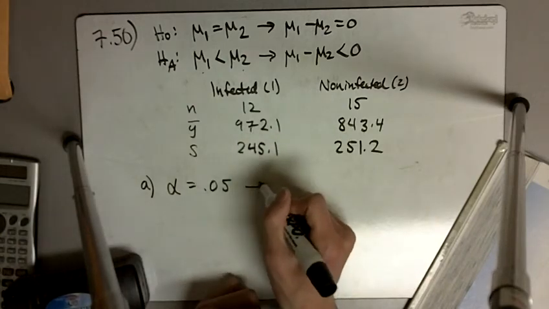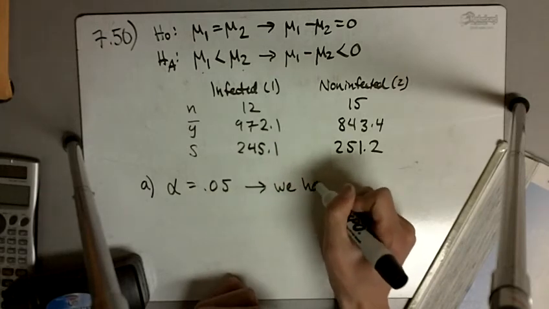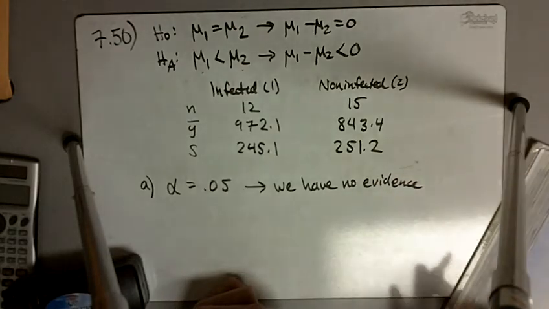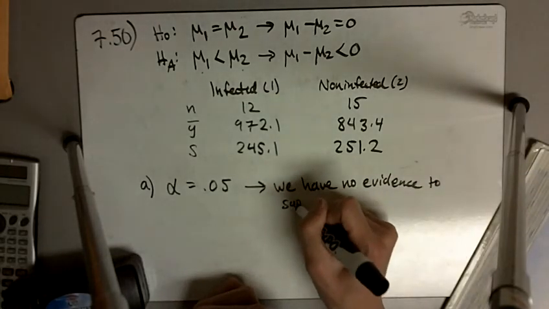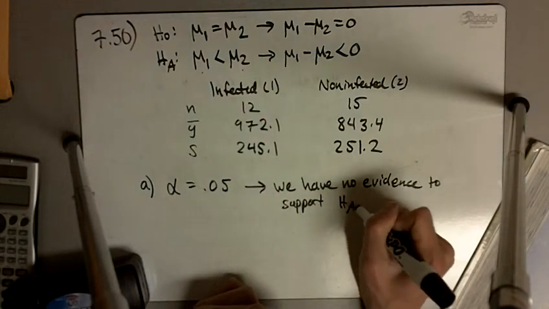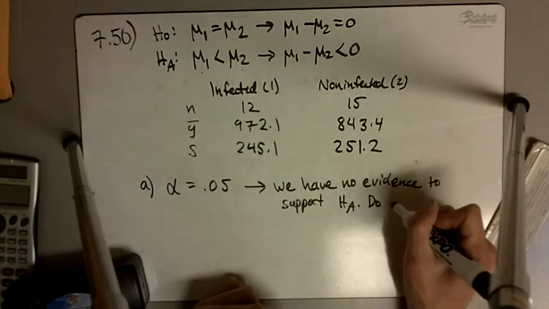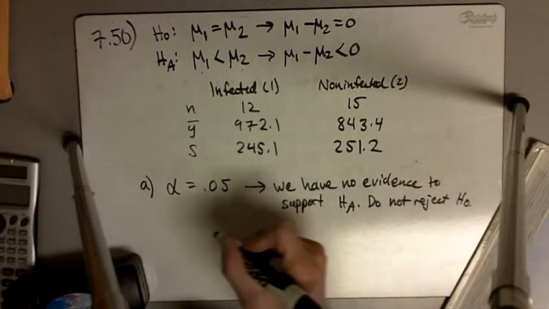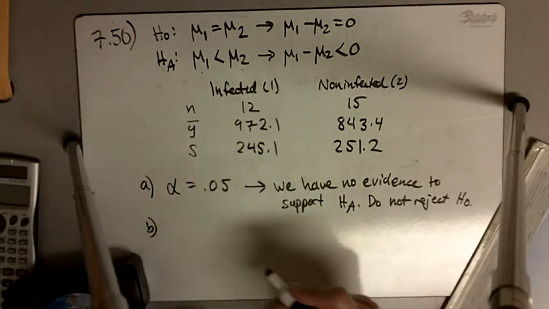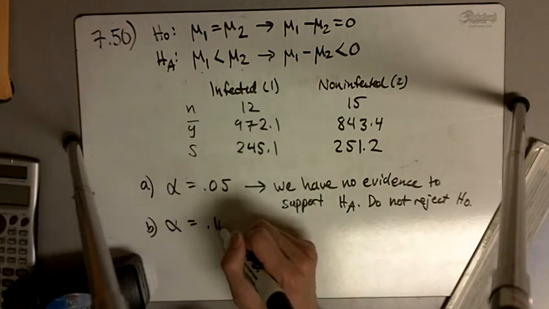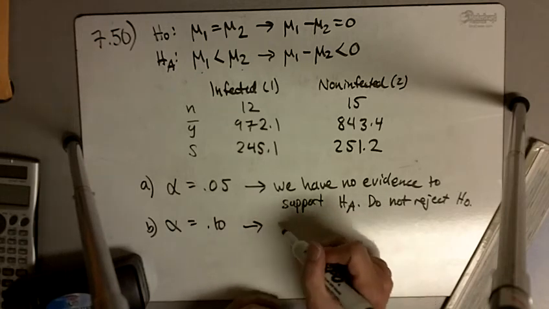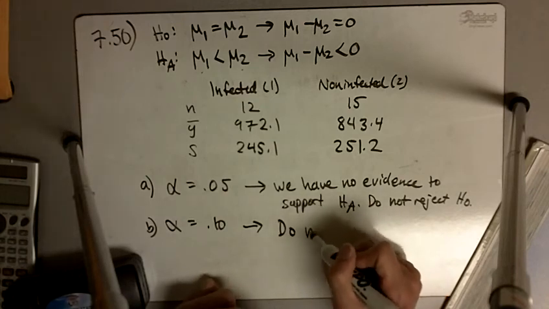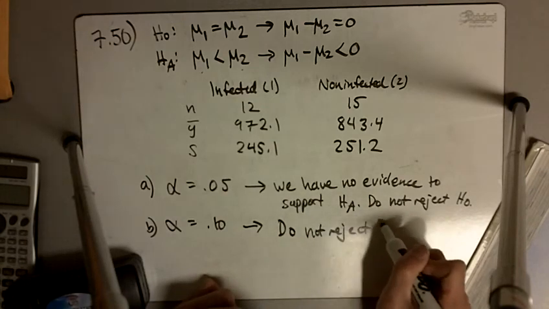So we know right off from the fact is we have no evidence to support the alternative. So that means we do not reject our null hypothesis. Okay. Part B, we can change the alpha level to 10%. Okay, but still we have no evidence to support our alternative, so we're going to end up with the same conclusion. Do not reject the null hypothesis.